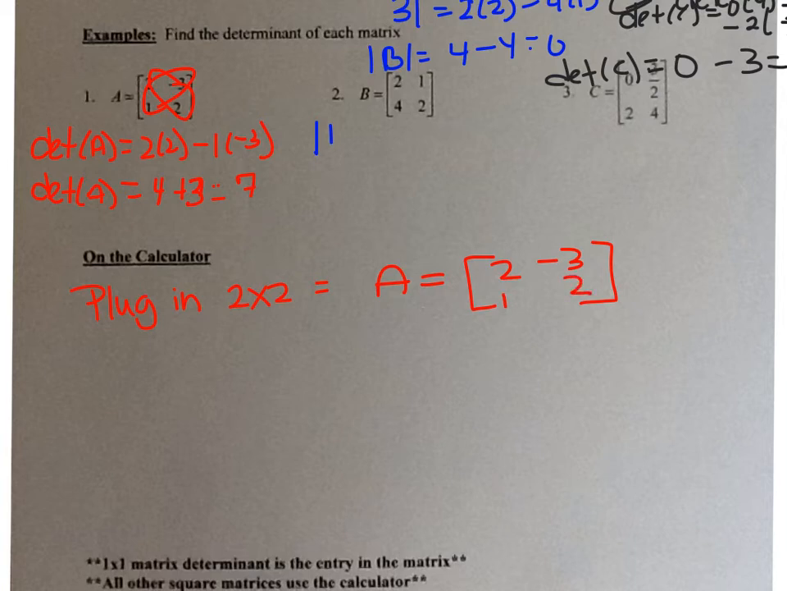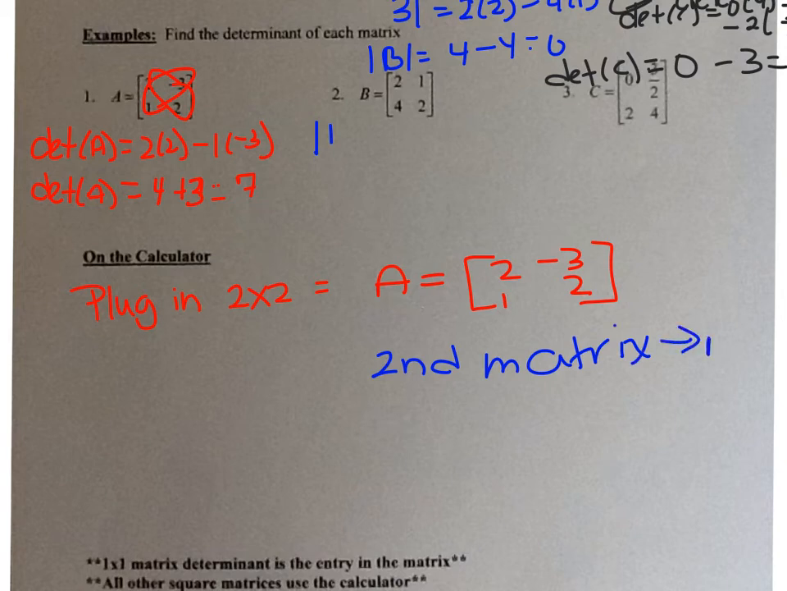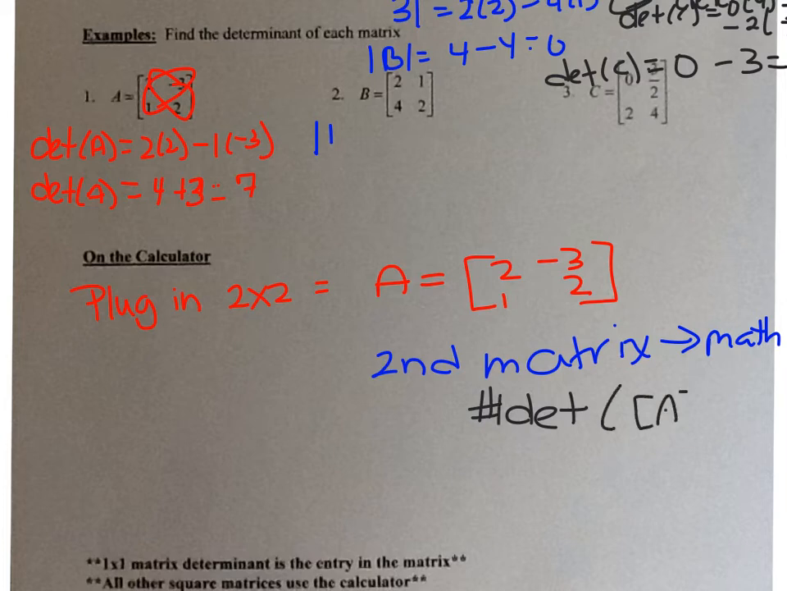Okay, so after you get that plugged in, you're going to hit second matrix, and then you go over to math. Number 1 says DET, that means determinant. And then after you get number 1, which is the determinant, you need your matrix A, which is what you plugged in. So remember, to get that, you do second matrix. And just hit enter, and you will get 7.